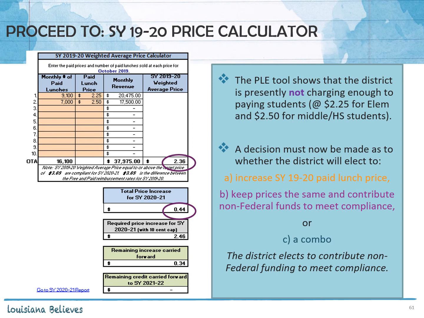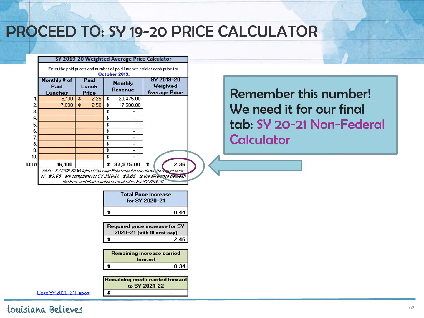A decision must now be made as to whether the district will elect to A. Increase school year 19-20 paid lunch price, B. Keep prices the same and contribute non-federal funds to meet compliance, or C. A combination of increasing the paid lunch price and a contribution of non-federal funds. In this scenario, the district elects to contribute non-federal funding to meet compliance. Remember the number circled on this slide. We will need it for our final tab, School Year 2021 Non-Federal Calculator.